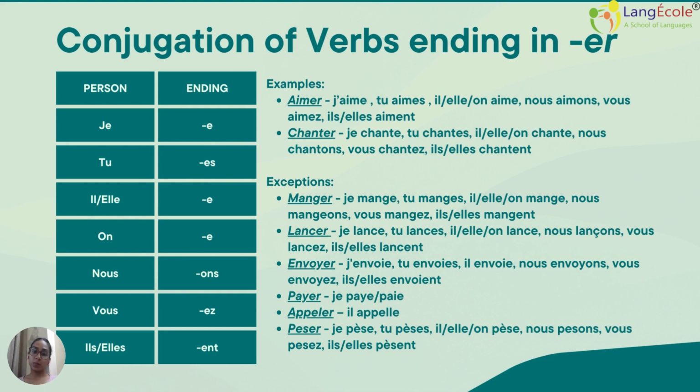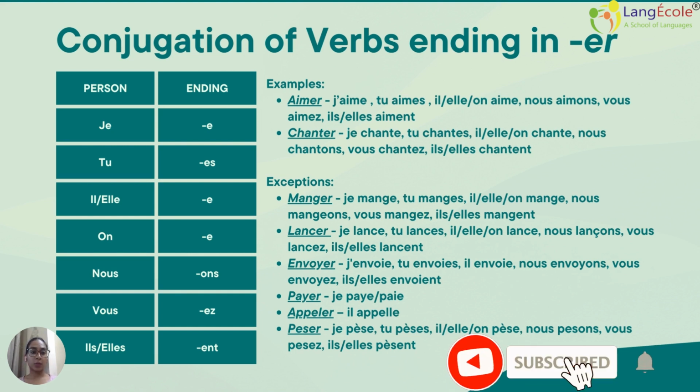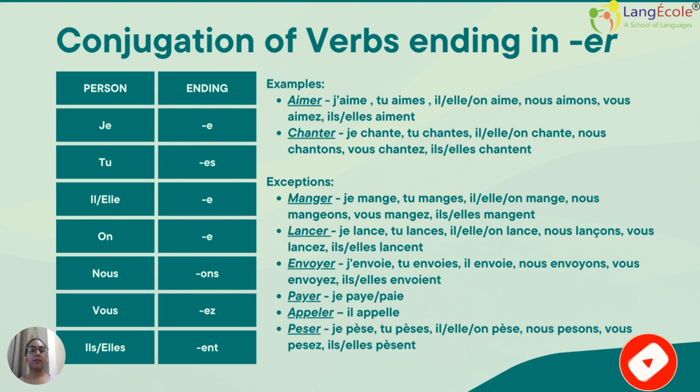For conjugating the first person verb, we remove the er and we replace it with an e. For example, in the aimer verb, it will become j'aime. So we have replaced the er and instead of it we have put an e. Similarly, for the second person, we will add an es ending. So the aimer of the second person will become tu aimes. And so on, we remove the er ending and conjugate the verb.